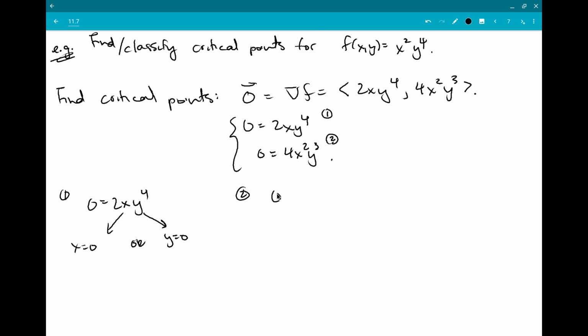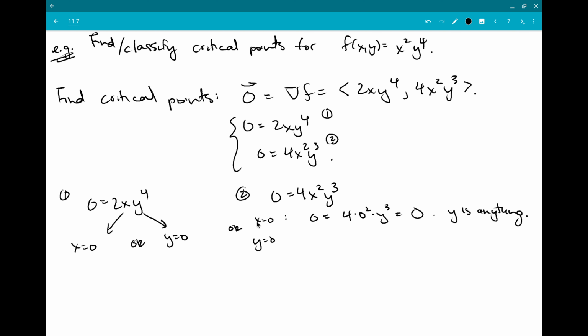And then for my second equation, 0 equals 4x squared y cubed. And let's say I picked x equals 0. Then that gives me 0 equals 4 times 0 squared times y cubed. That's 0. So it doesn't matter what value y I pick. If I take x equals 0, the first equation is 0, and the second equation is 0. So I'm done.